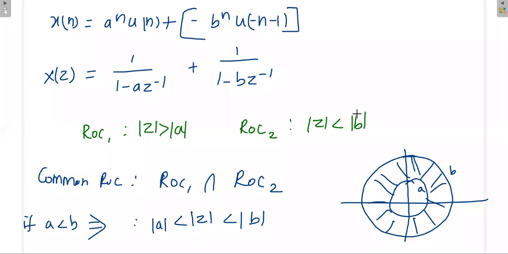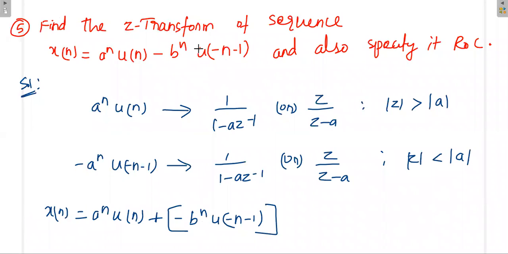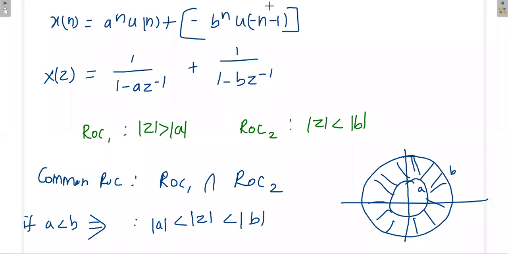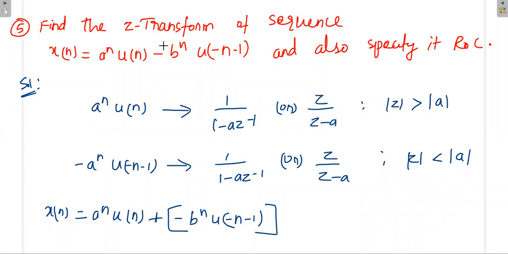For this problem directly, I know this formula. That's why I directly applied that formula and ROC. But in the exam, whenever you are given a problem like this, you proceed in the same manner as we did in the previous class. Just proceed with that. Similarly, for this also, you just proceed. Finally, you get this conclusion separately. Then you can come to this step finally.